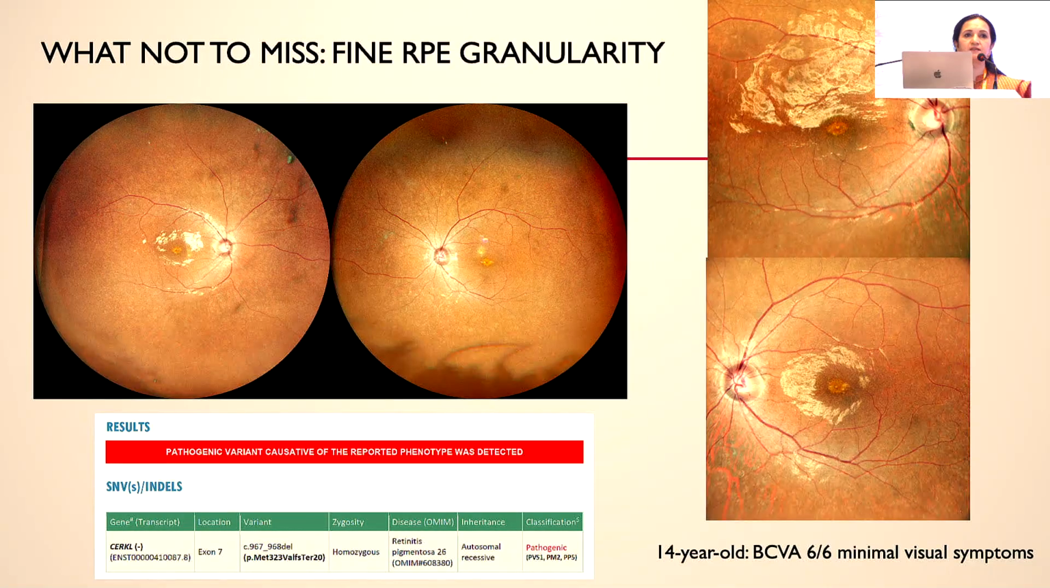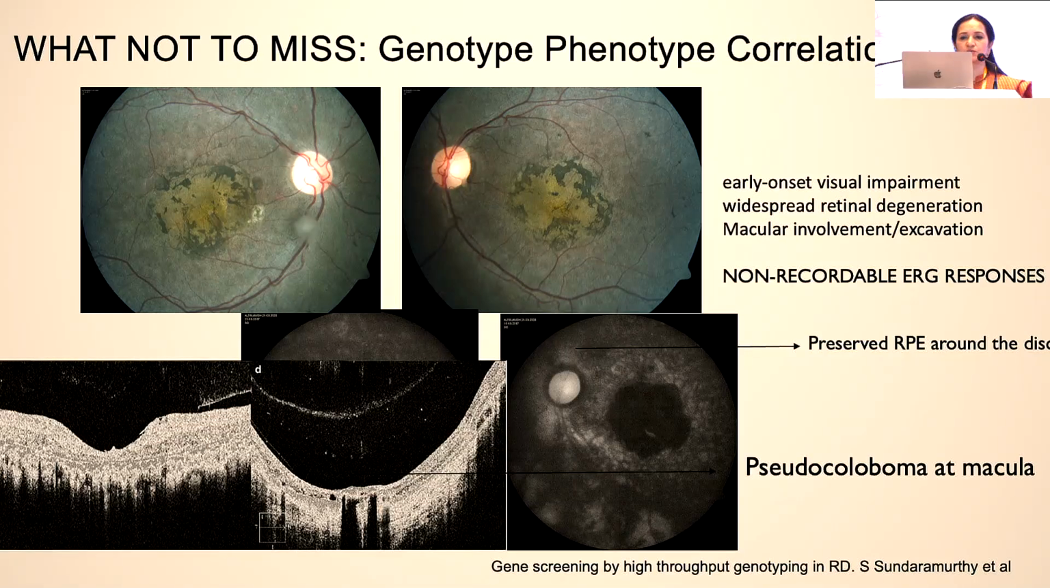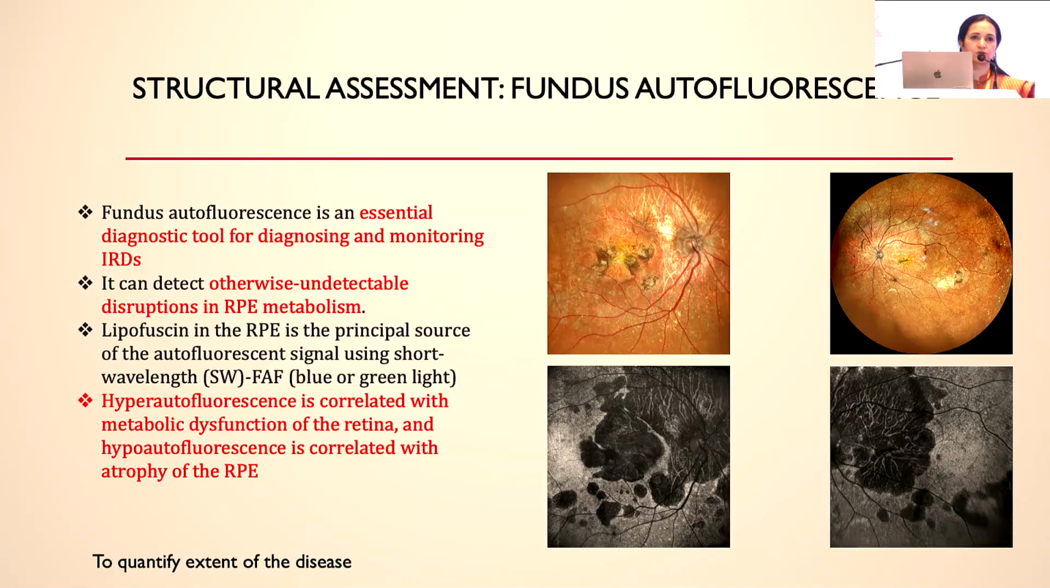Not to miss is this fine RPE granularity in a child with an otherwise normal fundus, without pigmentation. Pigmentation takes a while to come, but if you see this kind of fine RPE granularity, I did ask for genetic testing, and this again was a CRB1 mutation, which seems to be the common form of mutation for retinitis pigmentosa. Macular coloboma-like condition with RDH12, and of course fundus autofluorescence.